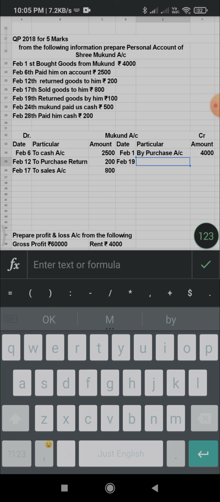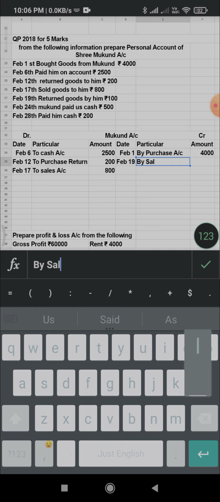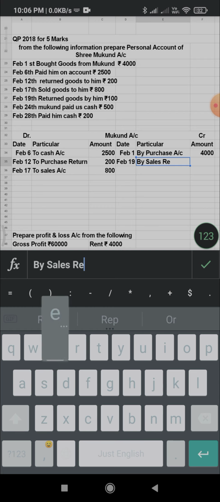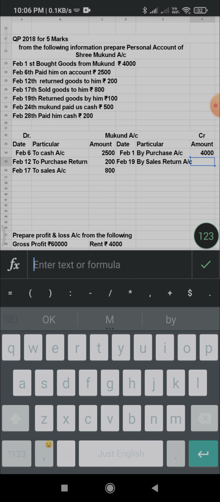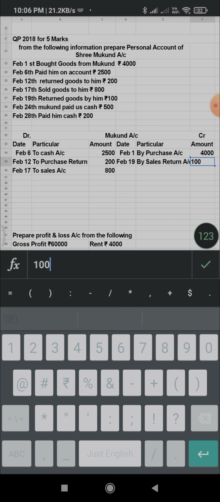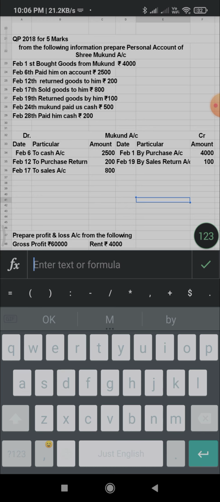It is called a sales return. So who is the giver here? Mukund is the giver. So what is the entry? Sales return account debit, Mukund account credit. We'll write here by sales return account on the credit side. What is the amount here? The amount is 100.